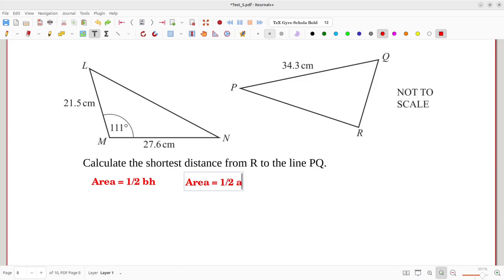Let's have AB sine C. Now, we are required to calculate the shortest distance from R to the line PQ. And the shortest distance is actually a perpendicular line drawn from R to PQ. Something like that. That's the perpendicular line. And there is your 90 degrees there. And then we can call that distance h.